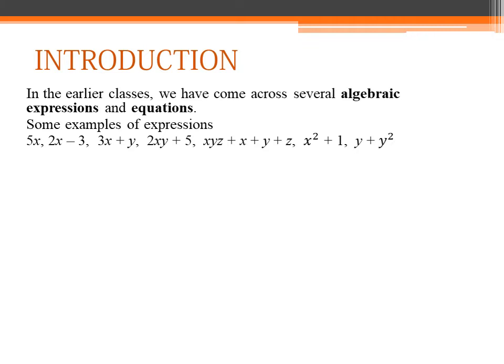Second one, 2x minus 3. That is also the same. 2x and minus 3 we combine together. That is 2 into x minus 3.